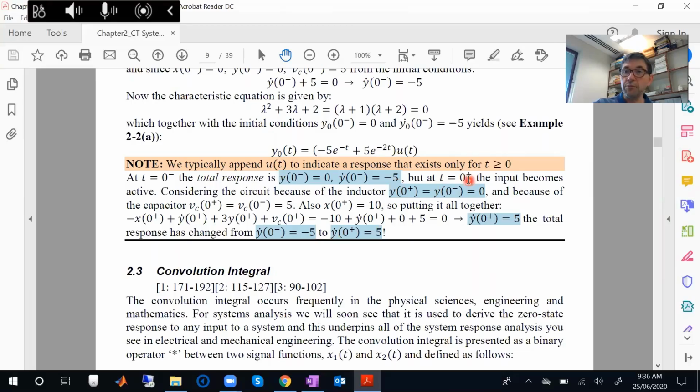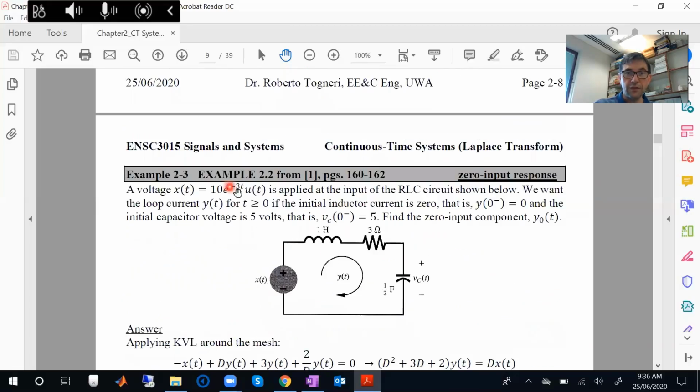But at t equals 0 plus, the input becomes active. Now, we know from circuits that even though the input may switch, the voltage across the capacitor cannot instantaneously change, and the current through the inductor cannot instantaneously change. So we can't say this. In other words, even though the input switched on, the current is still 0, and the voltage across the capacitor at least remains at 5. However, the input does jump from 0 to 10, because at t equals 0 plus, that becomes 10.